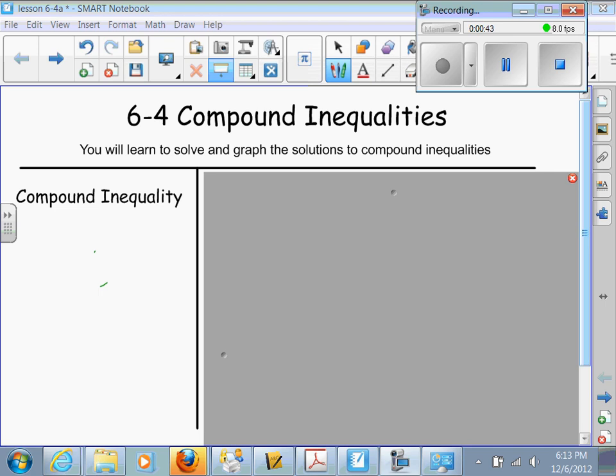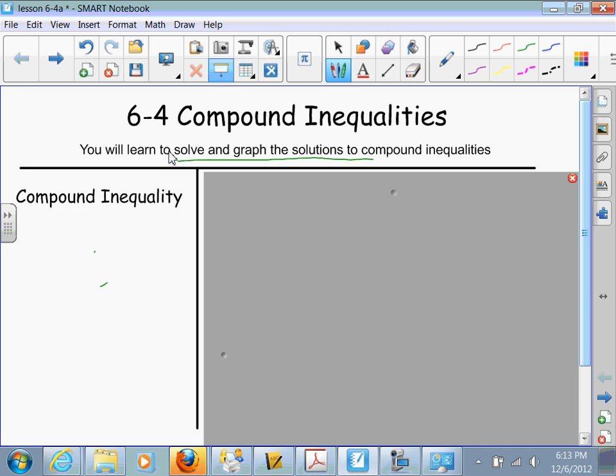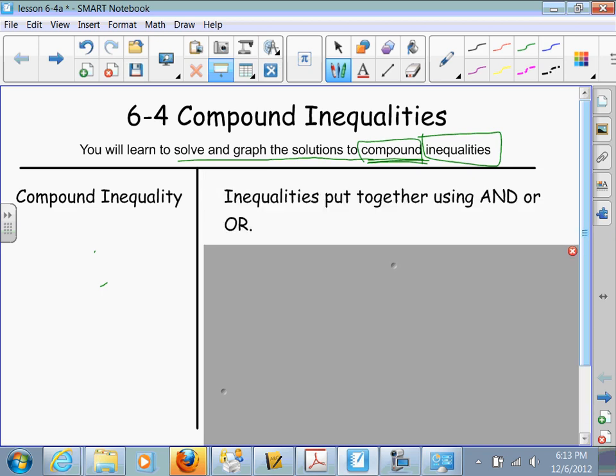Let's get started here. Today our goal is to learn to solve and graph the solutions to compound inequalities. So far, we've only been talking about regular inequalities. Now we're talking about compound inequalities. So what's a compound inequality? It's inequalities put together using the word and, or the word or.